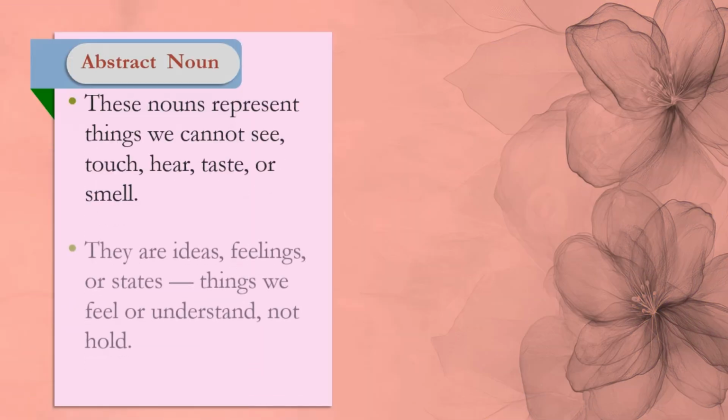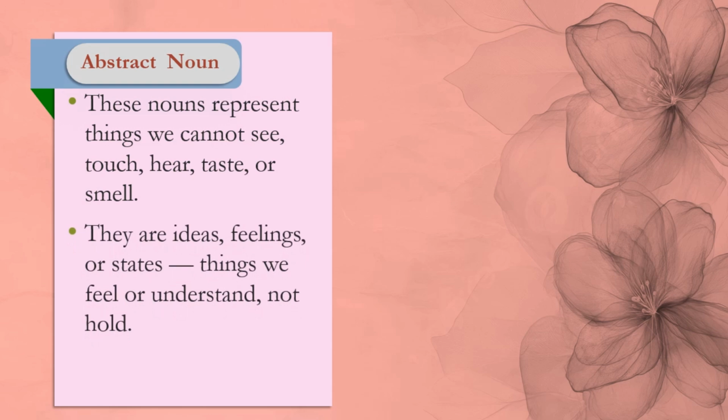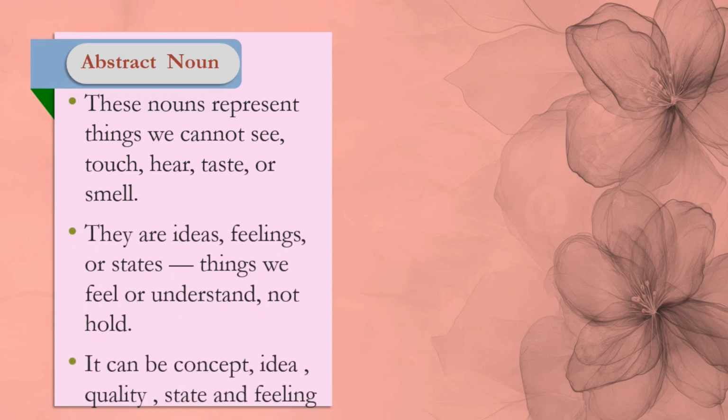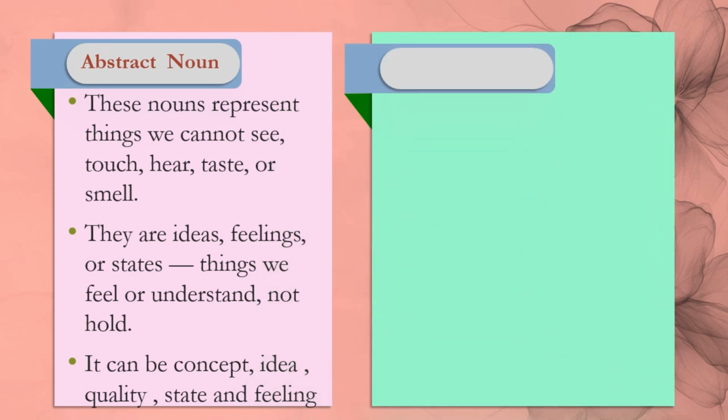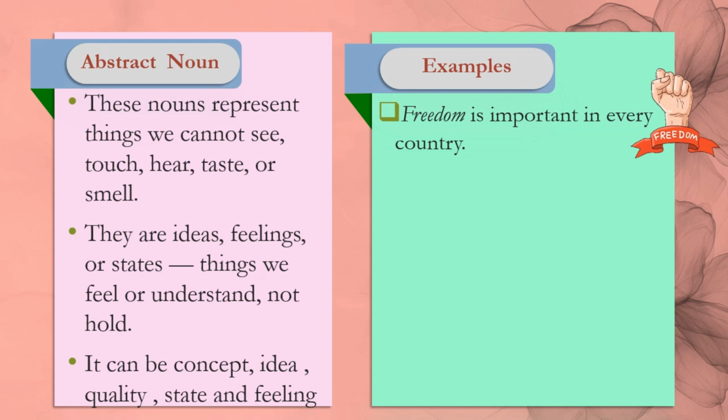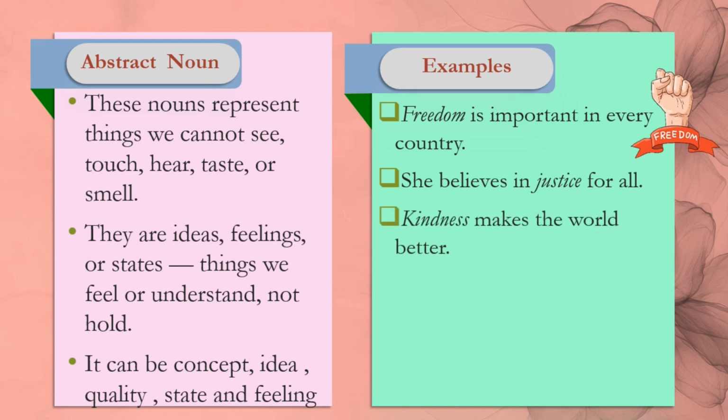Abstract nouns represent things we cannot see, touch, or measure, like ideas, feelings, or qualities. Let's explore some examples from the slide. Freedom is important in every country. Freedom is an idea, not a physical object. She believes in justice for all. Justice is a concept we strive for in society. Kindness makes the world better. Kindness is a quality we value in people.